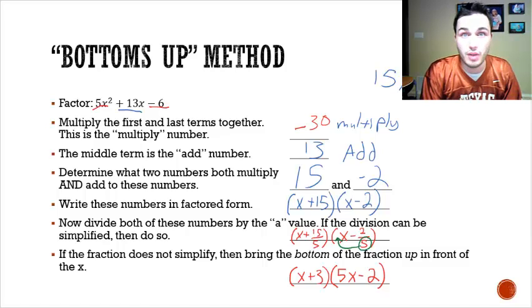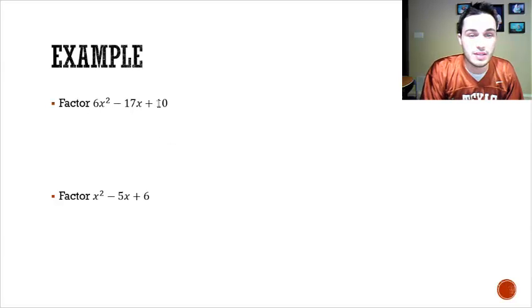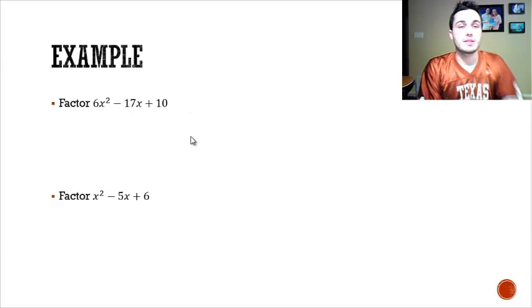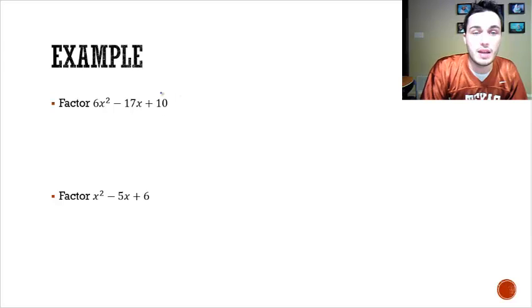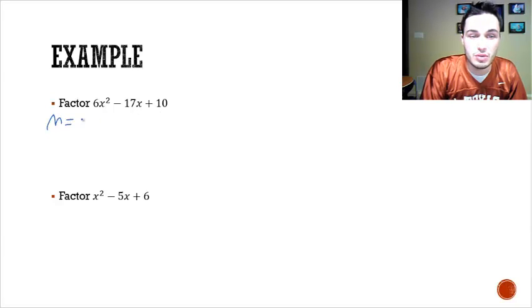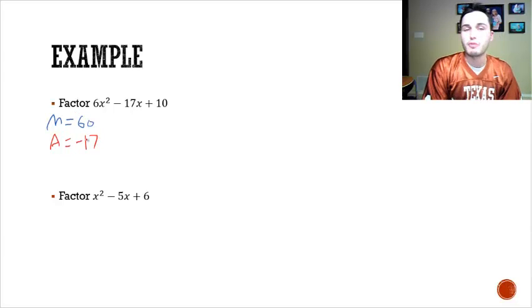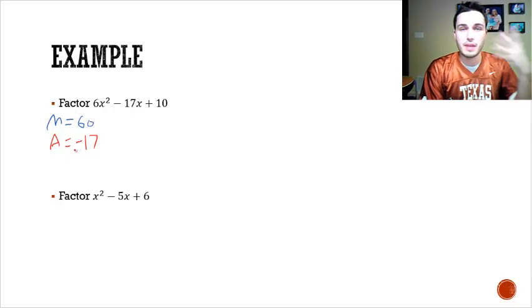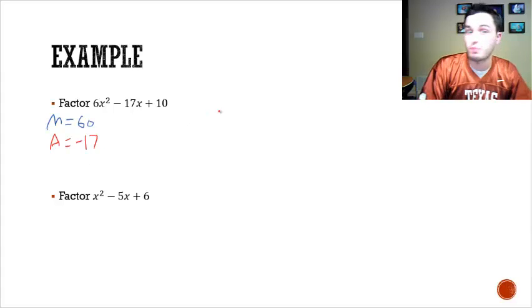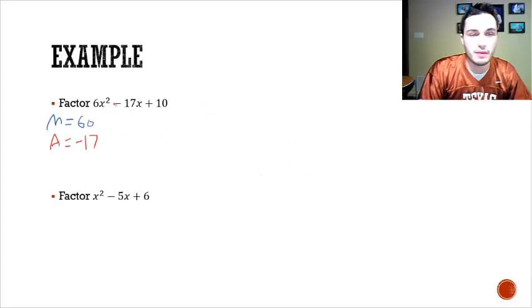I would definitely rewatch any of those steps that confused you, because now we're going to do some examples. So 6x squared minus 17x plus 10. Step 1, identify my multiply number. 6 times 10, my multiply number is 60. Usually I just write like an m equals 60, and my add number is negative 17. I might write these things just for myself to keep track of these numbers, because especially if they're big numbers, it could be difficult to keep track of it.